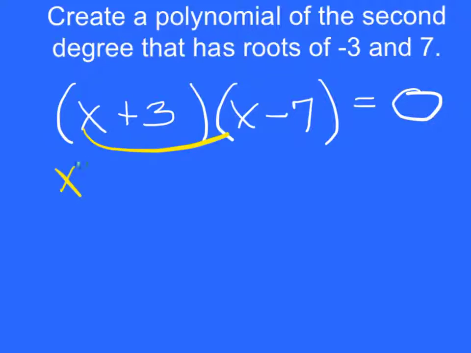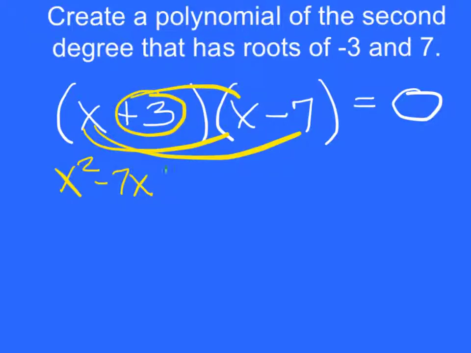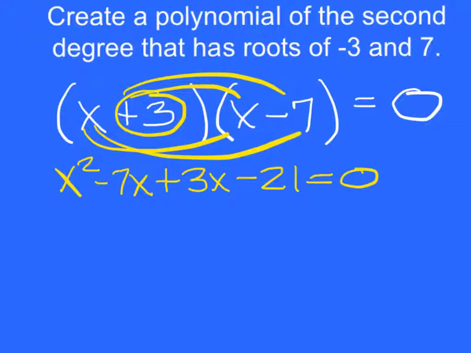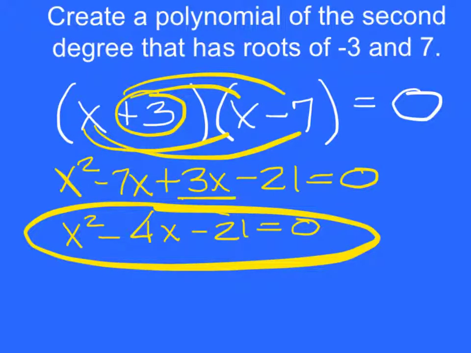X times x, x times minus 7. Now where do I go? We go to the 3, 3 times x, and 3 times minus 7. What do I do now? Combine like terms. What is negative 7x plus 3x? What is negative? It's how much? Yeah, negative 4x. And then the minus 21 stays along. This is your answer.